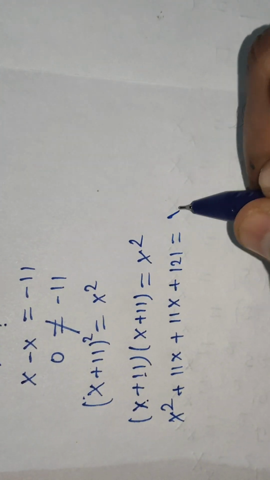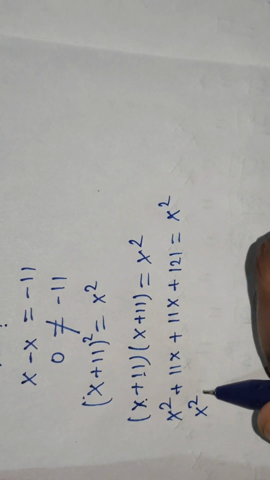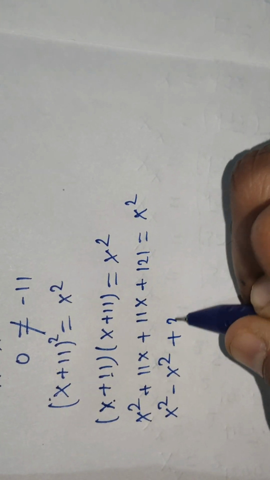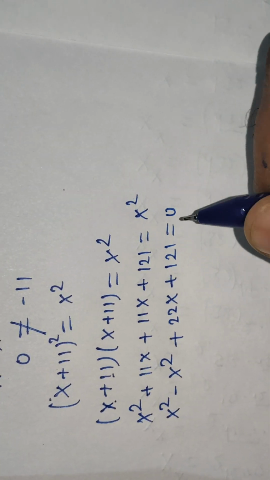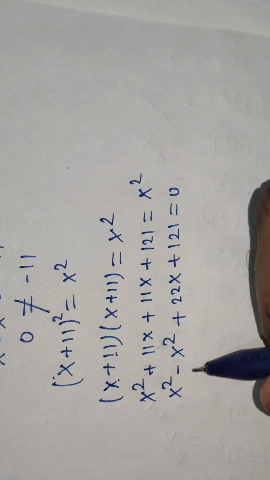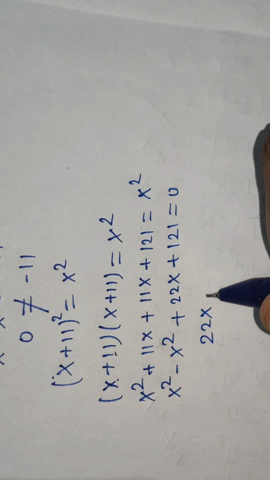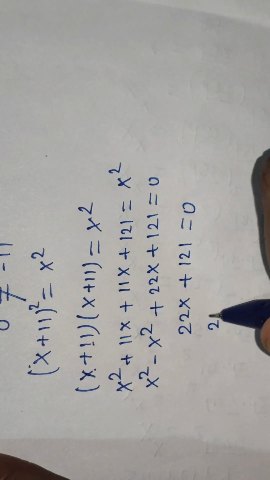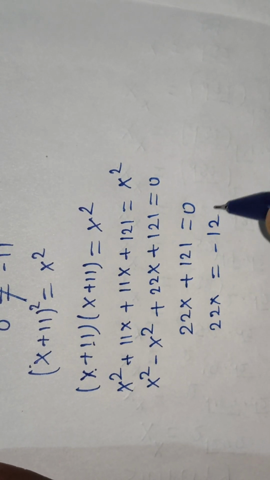equal to x square. Now move x square to this side, x square minus x square equal to 0, 11x plus 11x is 22x, plus 121 equal to 0. Now 22x equal to 121 moved to this side, equal to minus 121.